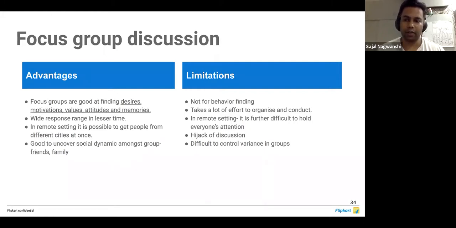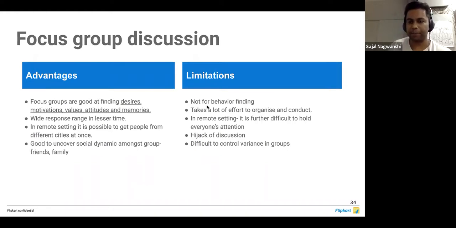And it is also a very good method when you want to uncover some social dynamics among the group. Let's say you want to investigate a group of family, or maybe a group of friends, or maybe a group of sellers, buyers, and so on. So whenever there is a group dynamic being played, it's an extremely good method.